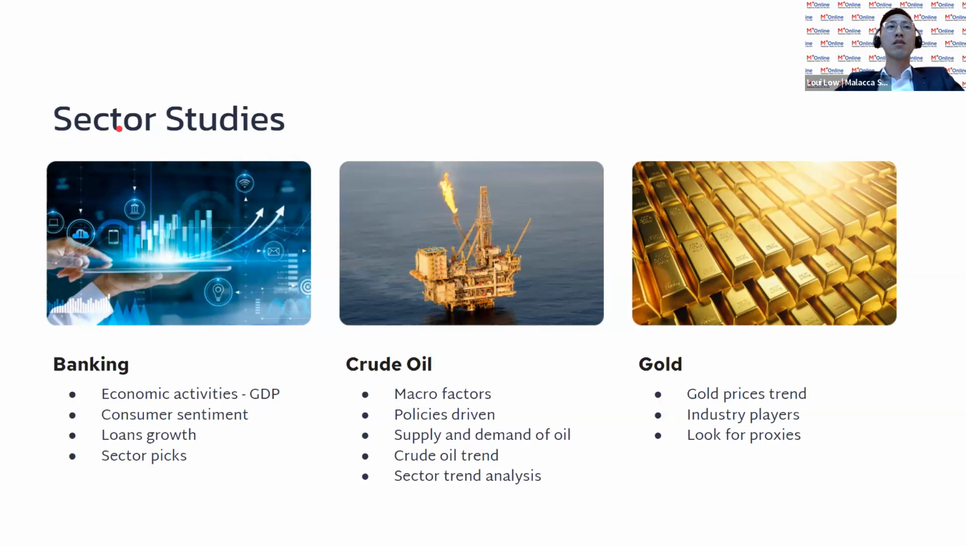Okay. So coming back to what we want to achieve ultimately, which is to find out what factors are affecting banks. Say for instance, definitely banking is tied to GDP growth. When GDP is growing, the earnings shouldn't be negative. That is the idea here. Consumer sentiment is important as well. Loans growth, and you can look into the sector picks for that purpose. Crude oil, you can look at macro factors and policy drivers.